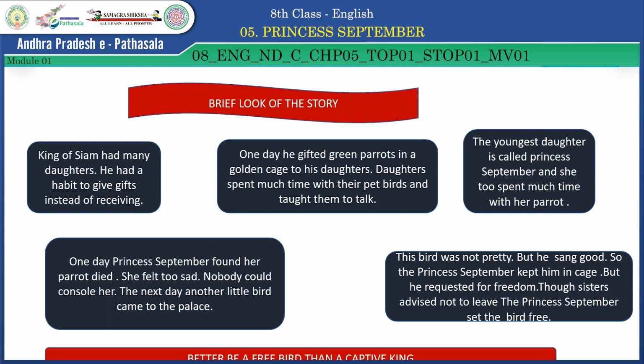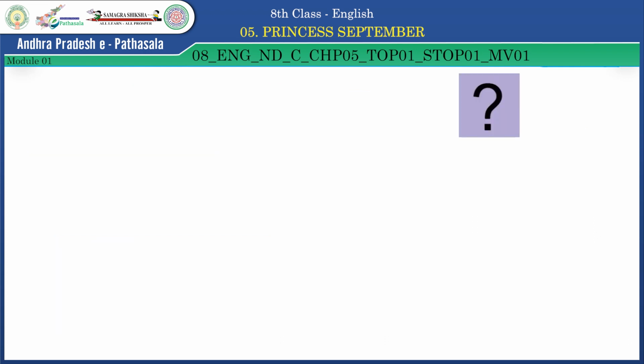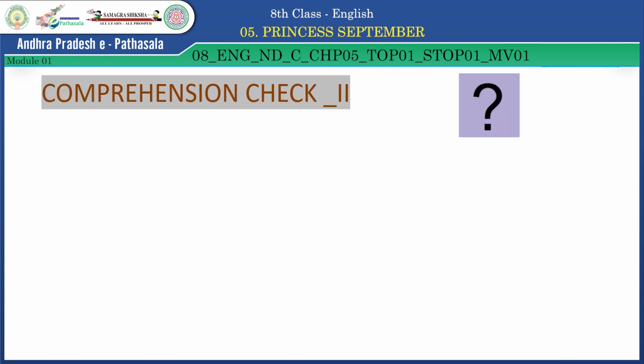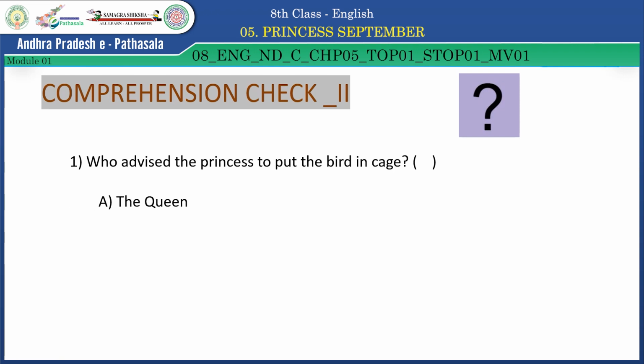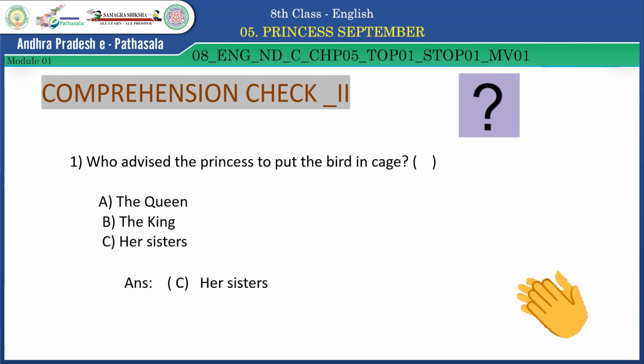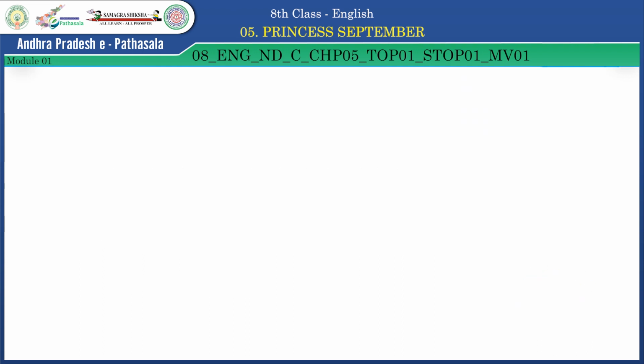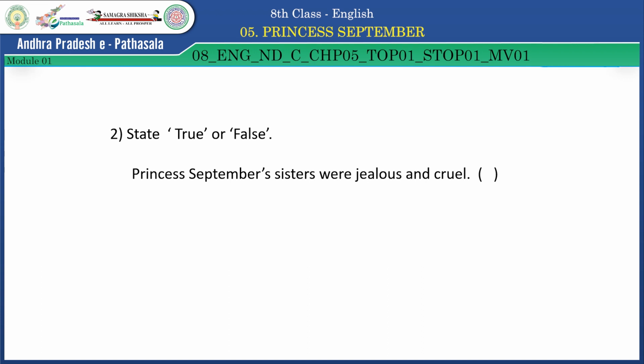Let us check your understanding. Comprehension check 2. Who advised the princess to put the bird in the cage? Your options are A. The queen, B. The king, and C. Her sisters. Answer is C. Her sisters. Next, say true or false. Princess September's sisters were jealous and cruel.